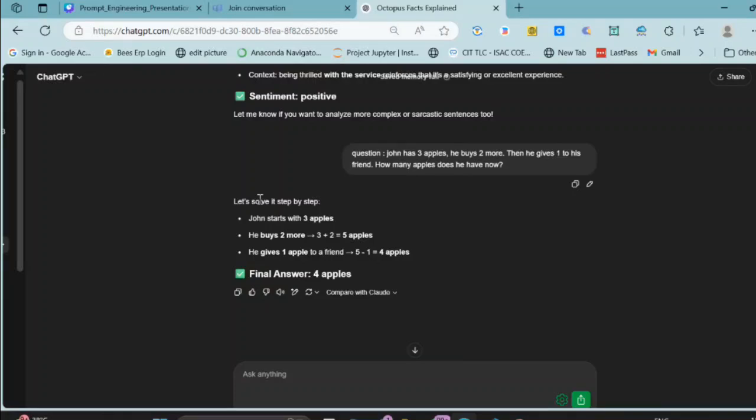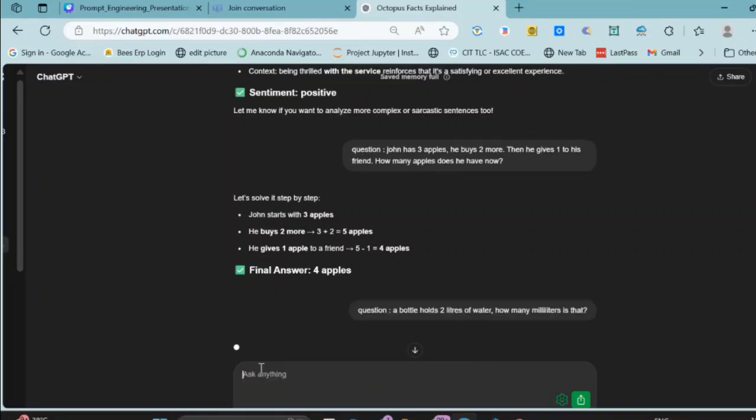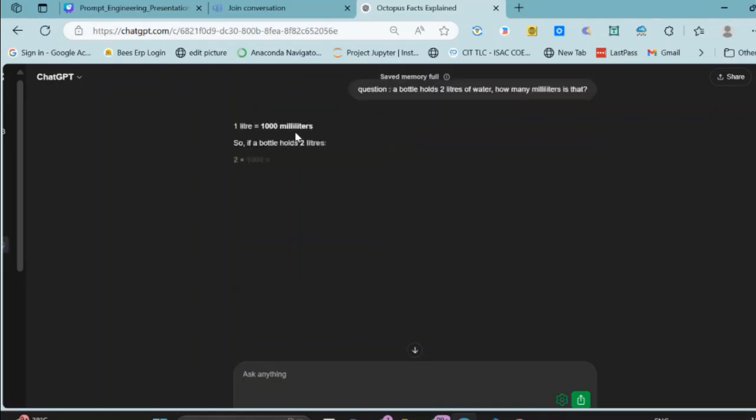In another example, a bottle holds 2 liters of water. How many milliliters is that? For example, let's ask a question. A bottle holds 2 liters of water. How many milliliters is that? 1 liter equals 1000 milliliters. So if a bottle holds 2 liters, 2 times 1000 equals 2000 milliliters. This is the correct answer.